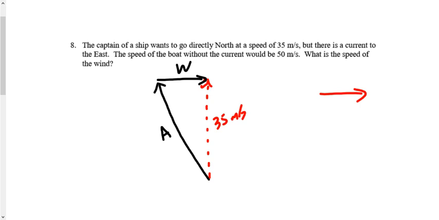35 meters per second, right? I'm going to go 35 meters per second because this wind slows me down here. Let's label this as 50. Okay, this is how fast I can aim at, and then let's solve for the wind vector.